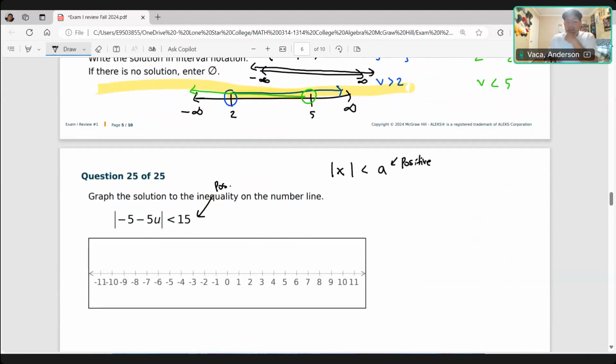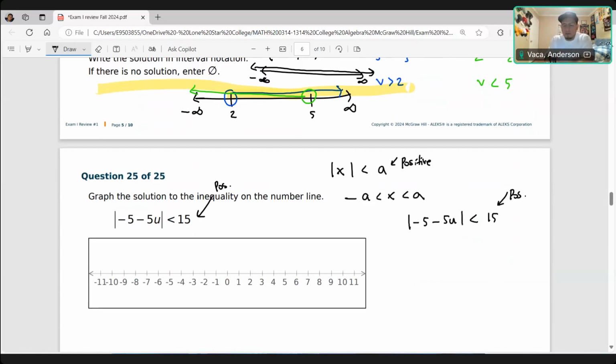Then basically we're solving this inequality. Okay, that's what it comes down to. Okay. Now let's put this in practice. We're solving the absolute value inequality where this expression is less than 15. This number is positive. This can be done.